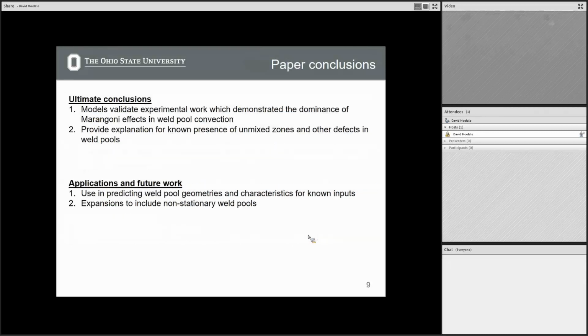The ultimate conclusion is that these models validate, or at least provide an explanation for, experimental work which demonstrates the dominance of Marangoni effects in this weld pool convection. And they also provide an explanation for why we sometimes see unmixed effects. The obvious application is predicting weld pool geometries, characteristics of weld pools for known inputs. And then they also say they want to expand their work to include non-stationary, non-steady state, transient weld pools, varying process everything. I don't know how well that worked out for them.